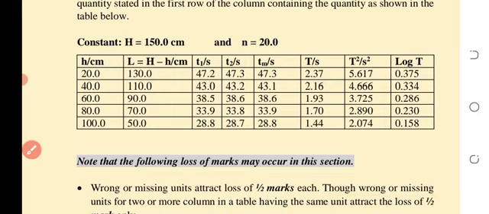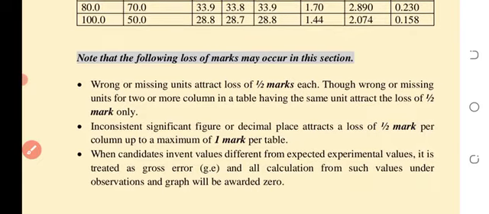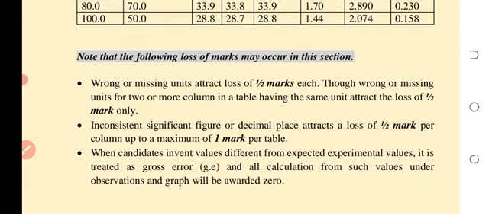So what other thing do we need to consider here? Now, another thing that we need to consider is that when a candidate invents values different from expected experimental value, it is treated as gross error, and all calculations from such values under observation and graph will be awarded 0.